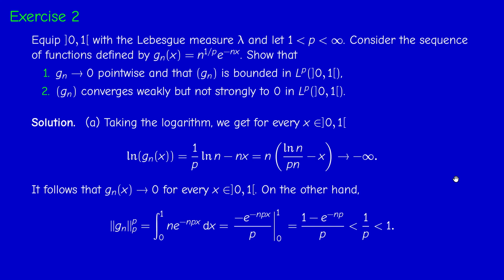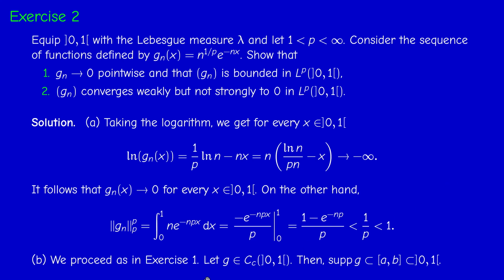Now, second question, we have to prove that Gn converges weakly, but not strongly. So we proceed as in exercise 1, same strategy. Okay, so here we start with proving that Gn converges weakly. So we take an element G in CC, the space of continuous functions with compact support. We could have taken G in CC infinity, it doesn't matter, but here we don't need the derivative of G, as you shall see. So CC will be enough. So CC of 0, 1 is dense in LP. Okay, now what does it mean that G has compact support? It means that the support of G is a compact subset of 0, 1.